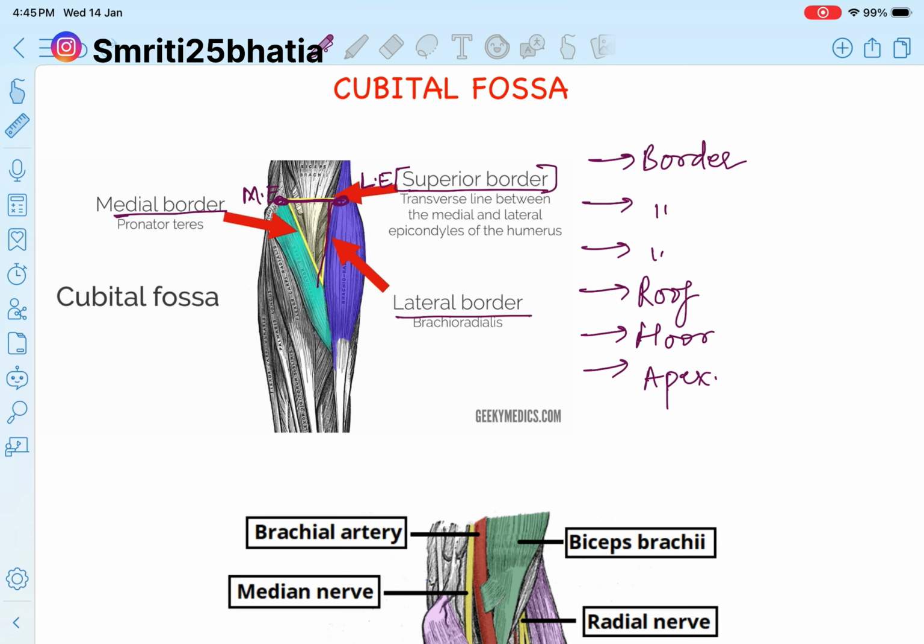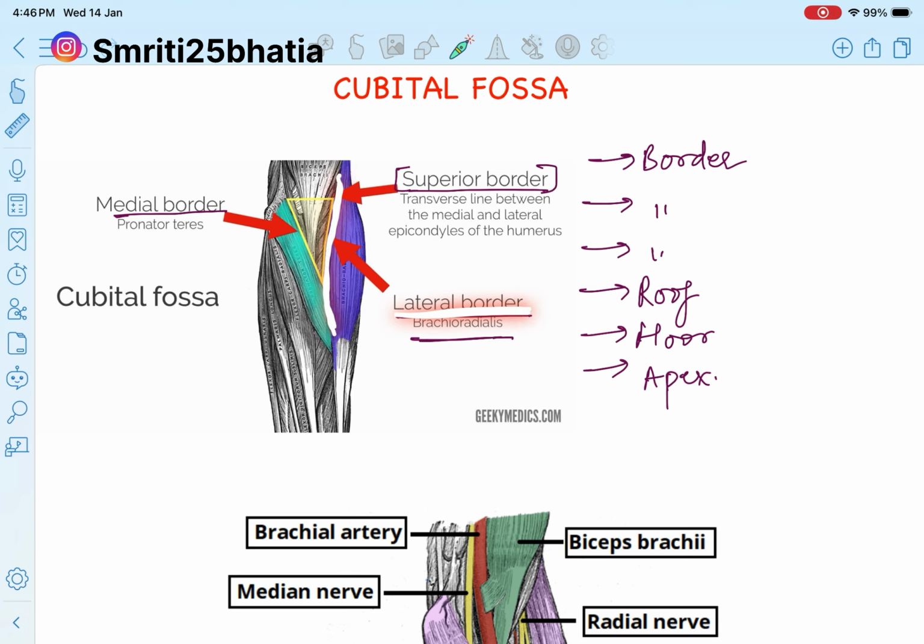Now next the lateral border. The lateral border is formed by the medial border of the brachioradialis. So here we can see like this. This is the lateral border, but this is the brachioradialis muscle and this side will be the medial side of the brachioradialis muscle.